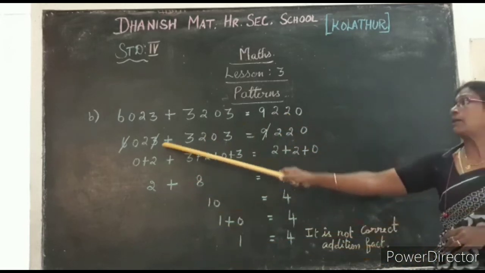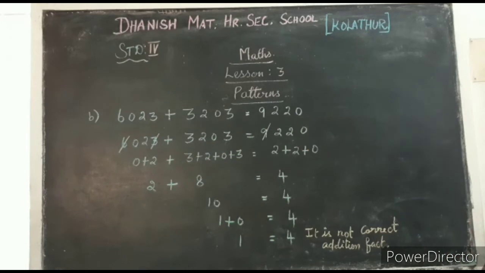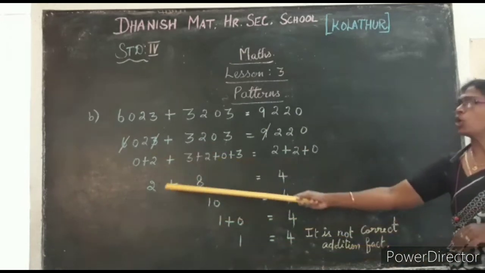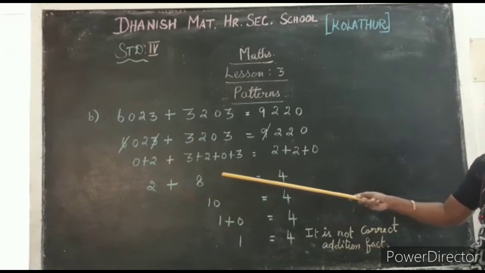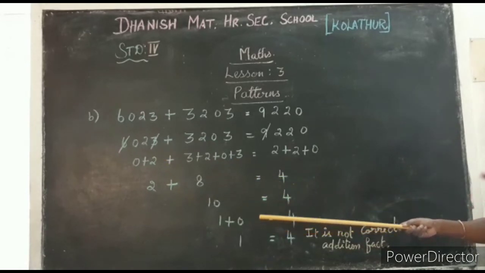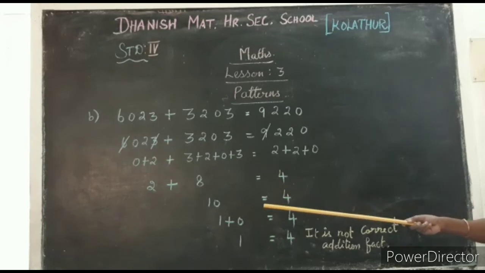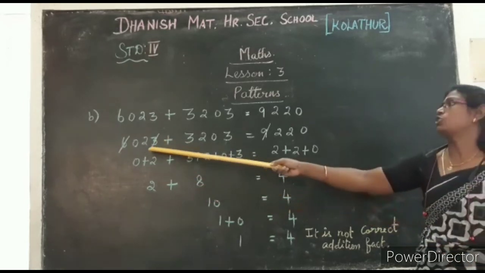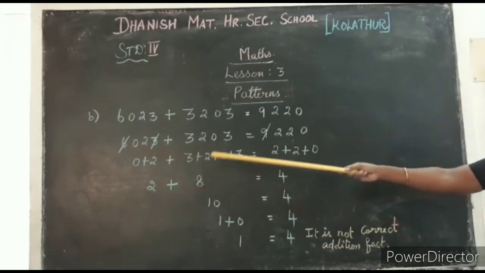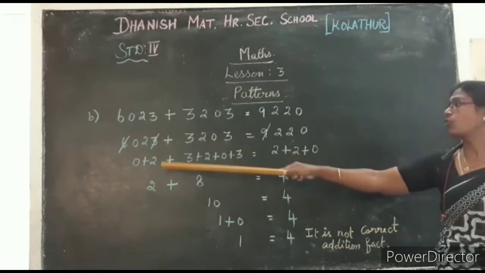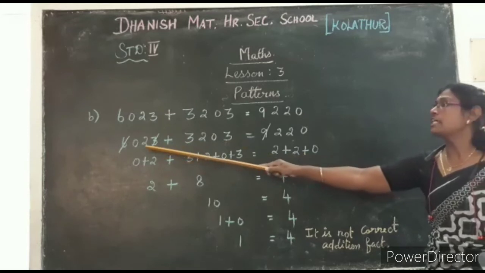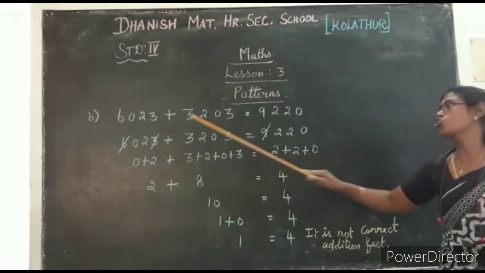Look at the first number. In this number, is any 9 there? No, 9 is not there. If 9 is not there, what should we do? We have to see if any combination of numbers gives 9. Yes, 6 plus 3. 6 plus 3 is 9. So cast out 6 and 3. The remaining numbers are 0 plus 2.